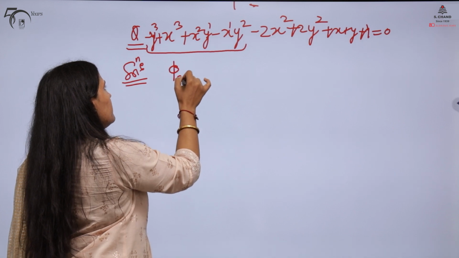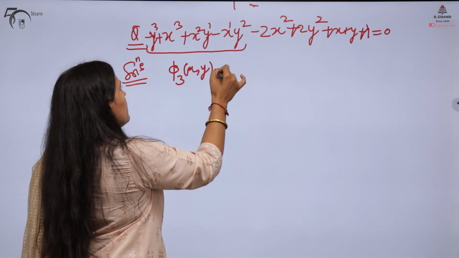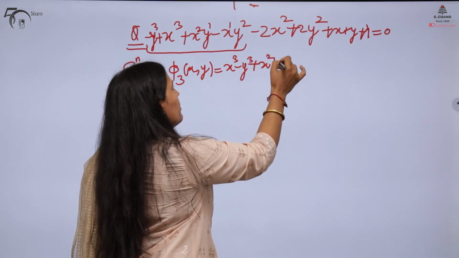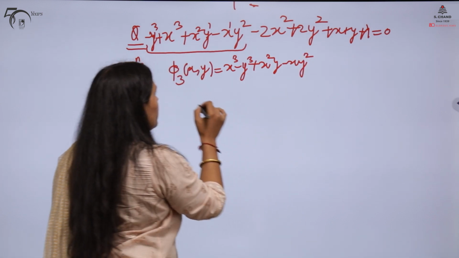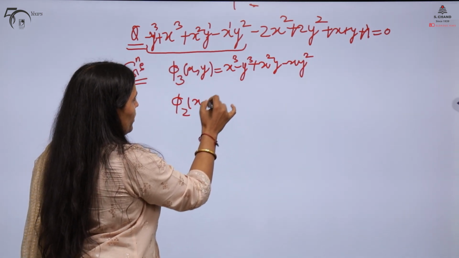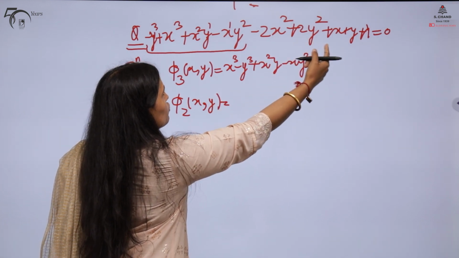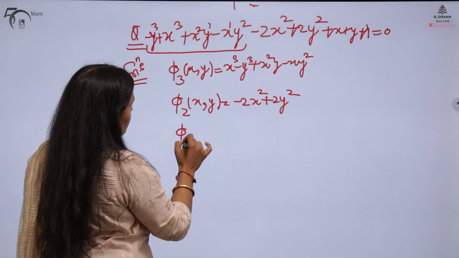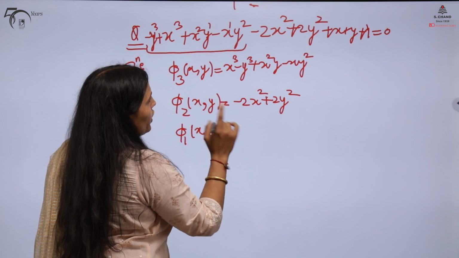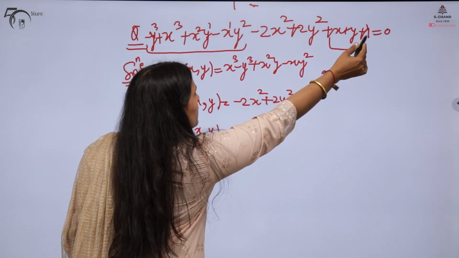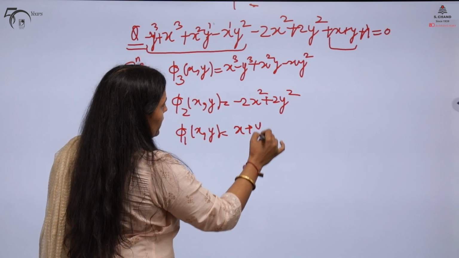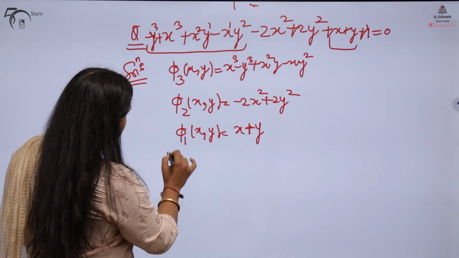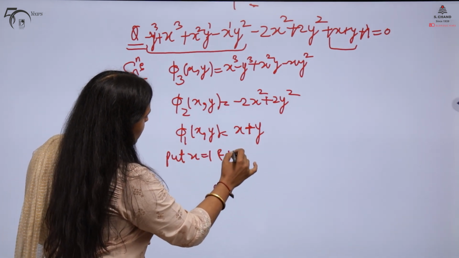It means your phi 3 xy is x cube minus y cube plus x square y minus xy square. This is your phi 3 because all terms have degree 3. Now phi 2 will be the terms of degree 2, this much only. And now phi 1, only the terms of degree 1, this much only. Do not take this 1 because it is not of degree 1. So this is your phi 3, phi 2, phi 1, and quickly now put x equal to 1, y equal to m.